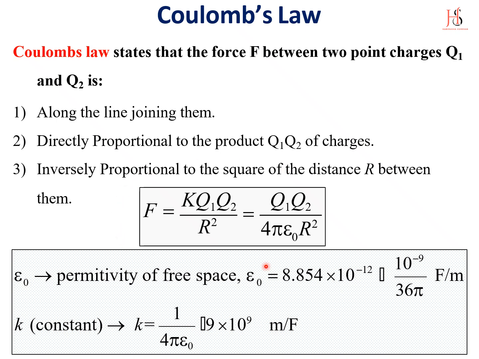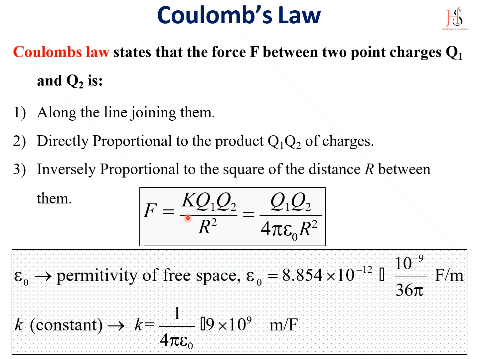Let's see the expression of Coulomb's law. The force F between the 2 point charges Q1 and Q2 is along the line joining them and is directly proportional to the charges Q1 and Q2 and inversely proportional to the square of the distance between them. It is multiplied by a constant term k. This constant term is nothing but 1 by 4 pi epsilon naught. So we can replace k by 1 by 4 pi epsilon naught.